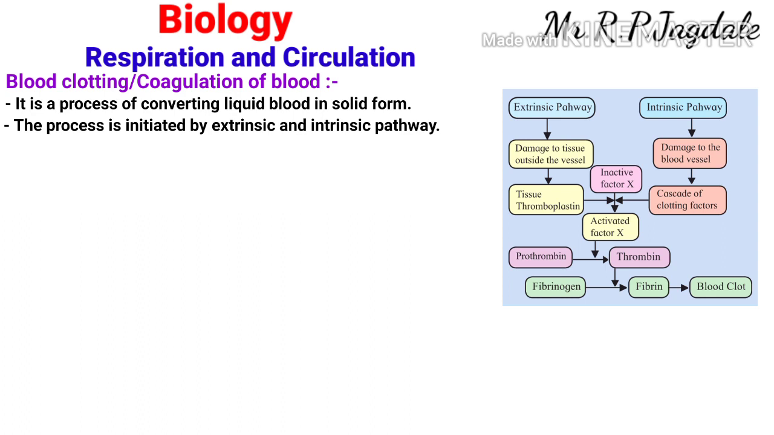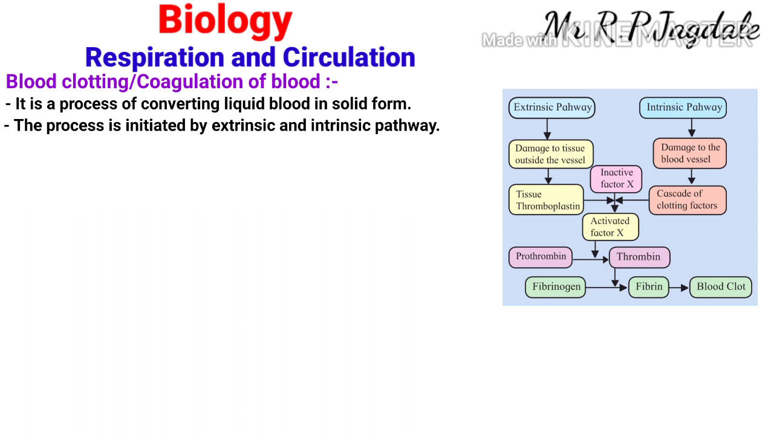What is the extrinsic pathway? The extrinsic pathway starts when there is damage to the tissue outside the vessel. So damage to the body outside the vessel is called the extrinsic pathway. Now what is the intrinsic pathway? Damage to the blood vessel is called the intrinsic pathway. So by both the intrinsic and extrinsic pathways, blood clotting is done.